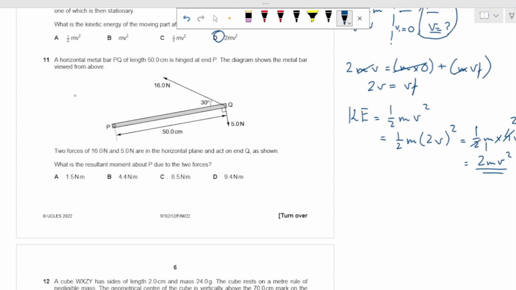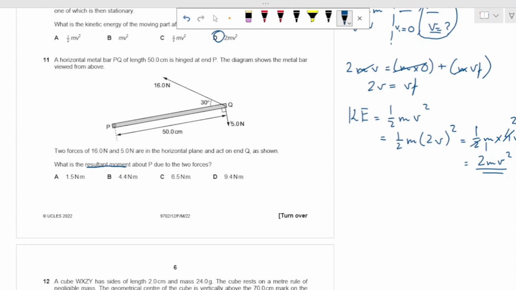Question 11. A horizontal metal bar PQ of length 50 cm is hinged at end P. The diagram shows the metal bar viewed from above. Two forces, 16 Newton and 5 Newton, are in the horizontal plane and act on end Q as shown. What is the resultant moment about P due to the two forces? So they have now asked us for the resultant moment, which means the combined effect of these two forces acting.